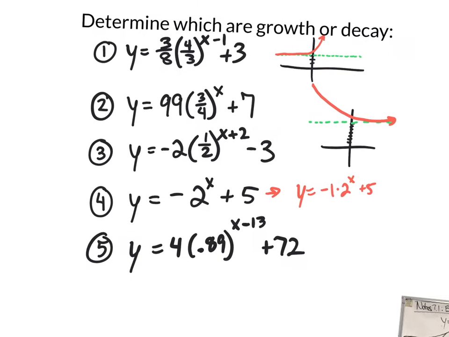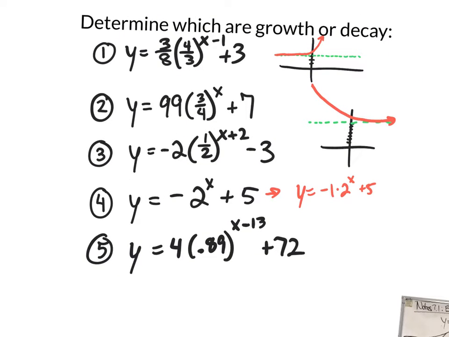Decay. 0.89 is less than 1. So just to review, the first one was growth because the b value is greater than 1. This is a decay because the b value is less than 1. This is a decay because the b value is less than 1. This is a growth because the b value is really 2, which is greater than 1, which is growing. This one's a decay because that's a decimal less than 1.